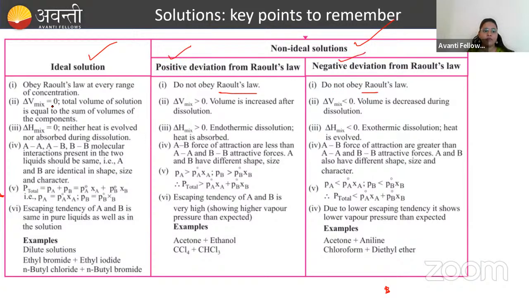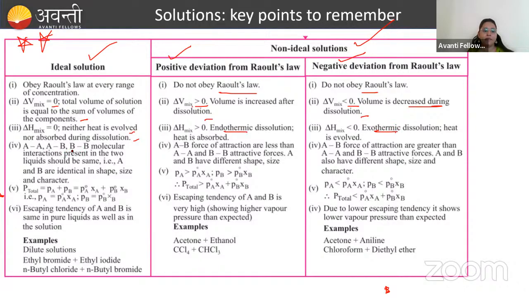When V mixing is 0, total volume of solution is equal to the sum of the volumes of the components. Here, when V mixing is greater than 0 and V mixing is less than 0, volume increased after dissolution, decreased during dissolution. Here neither heat is evolved nor heat is absorbed. Here endothermic reaction, here exothermic reaction. This chart is very, very, very important.